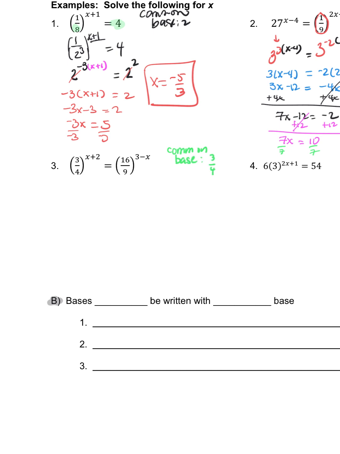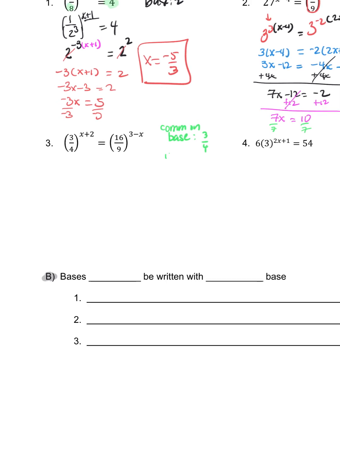Okay, so now I can change these. If I think about 16 over 9, it's the same as 4 over 3 squared, but it needs to be 3/4, so that means I need to flip it. So remember, when you flip it, it becomes 3 over 4, and the exponent becomes a negative 2. So now here I have 3/4 raised to x plus 2 equals 3/4 raised to the negative 2 times that 3 minus x.